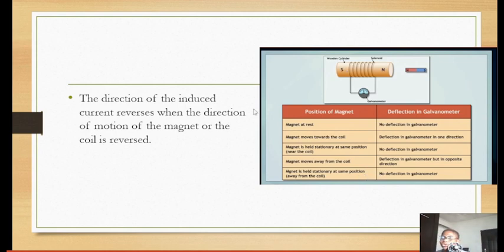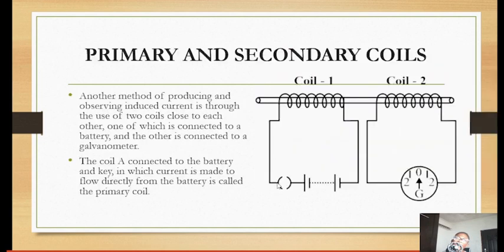Is that motion, the moving? If you don't move the magnet, there will be no motion. But once you move the magnet, there is what? Deflection. There is deflection showing the presence of current, because the galvanometer detects current, just as an ammeter detects current.